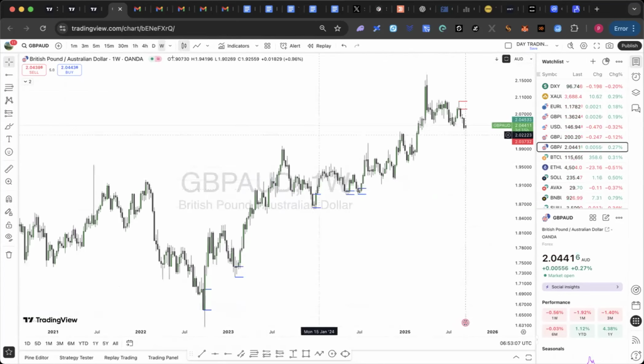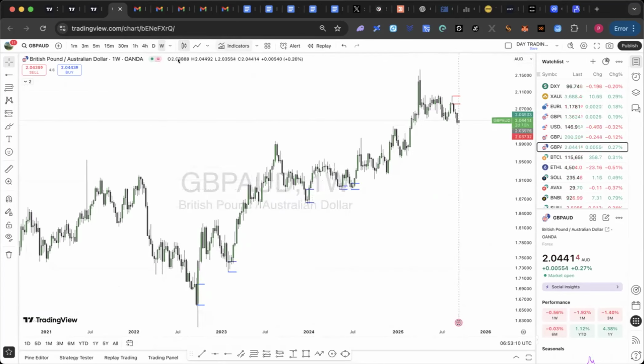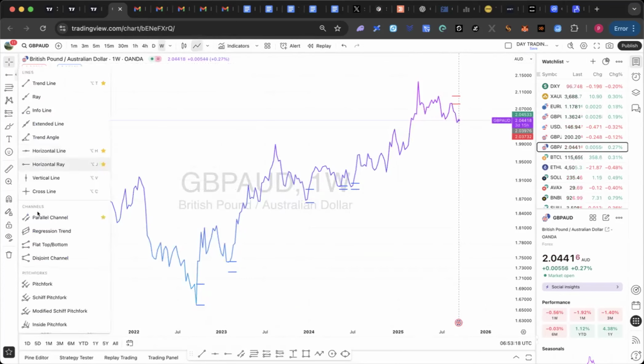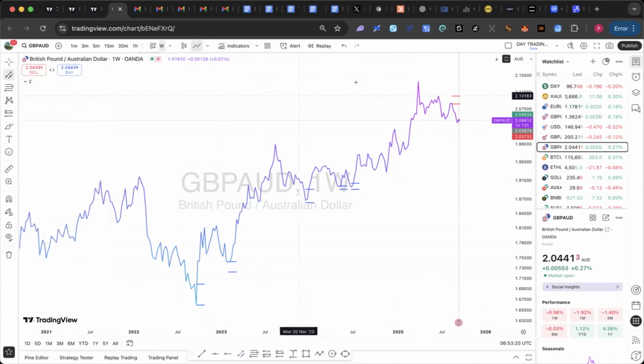So most times when I want to do my key levels, I turn this to a line chart so I can have a very honorable marking. All right. I turn it to a line chart to have an honorable marking.